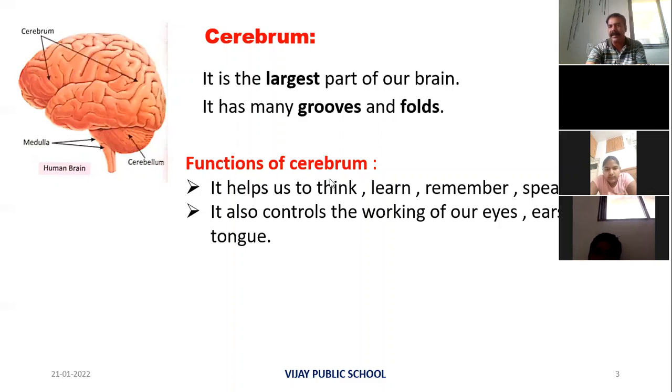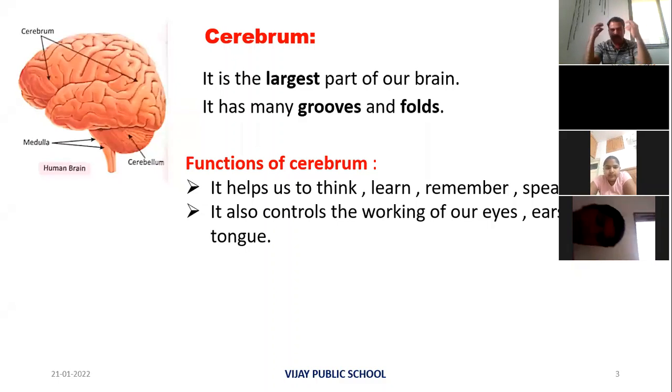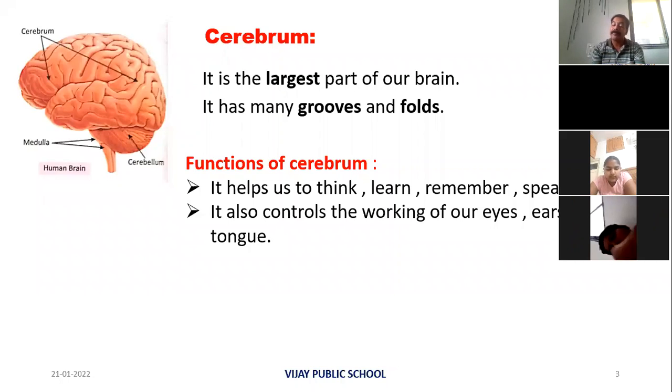Let us see the function of the cerebrum. What is the importance of the cerebrum, or what functions are performed by it? The cerebrum helps us to think. It helps us to learn, remember things, speak, and feel, that is hot, cold, warm, something like that. So the cerebrum helps us to think, learn, remember, speak, and feel. It is something associated with our intelligence.